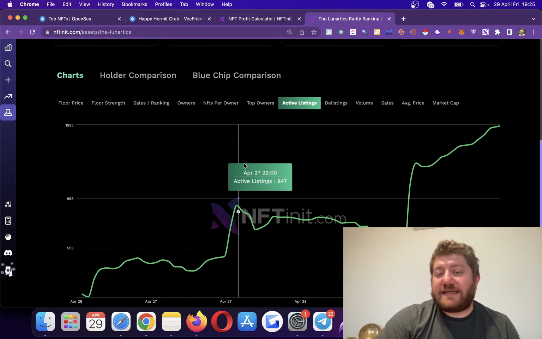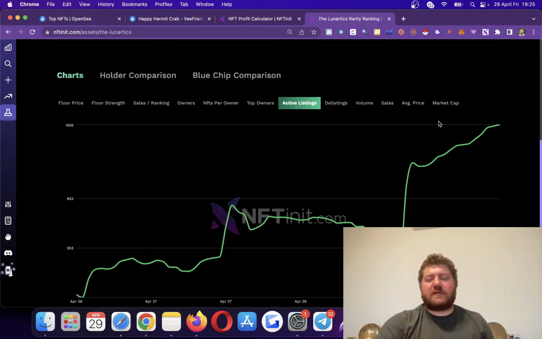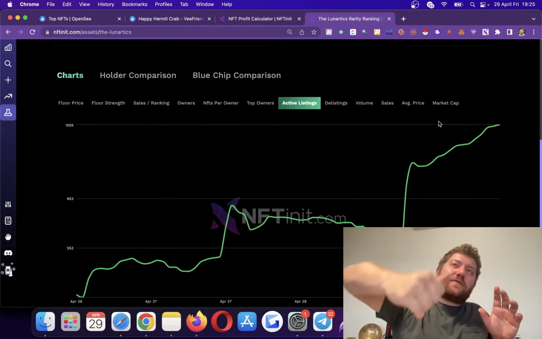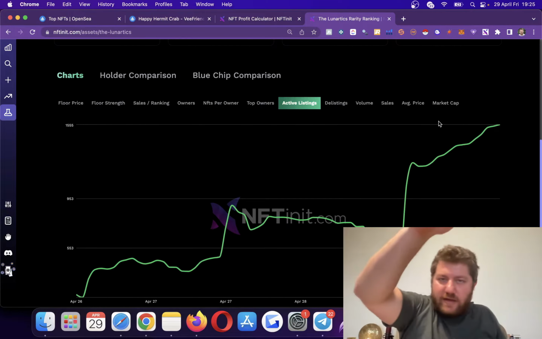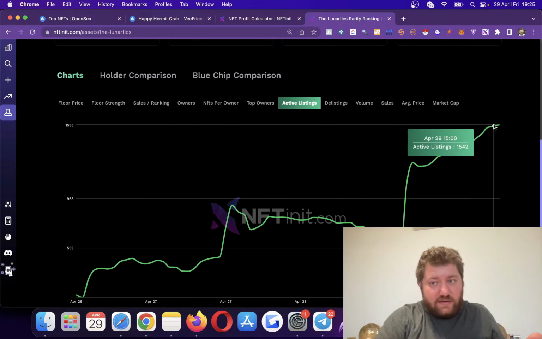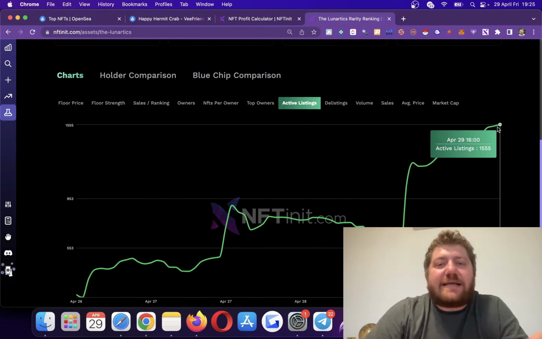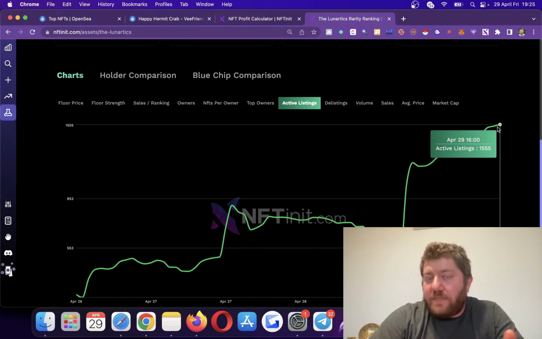Now you can go see the active listings. This is kind of important, so I have to spend some time on it. If the count of the number of active listings is going up, it's definitely not a good thing, right? Because it means that more people are actively listing their NFTs. They want to sell them.